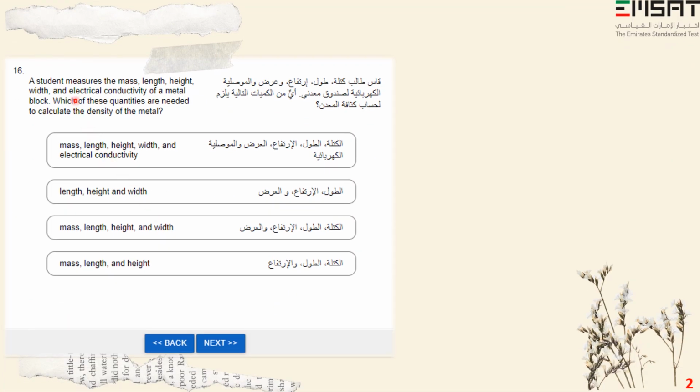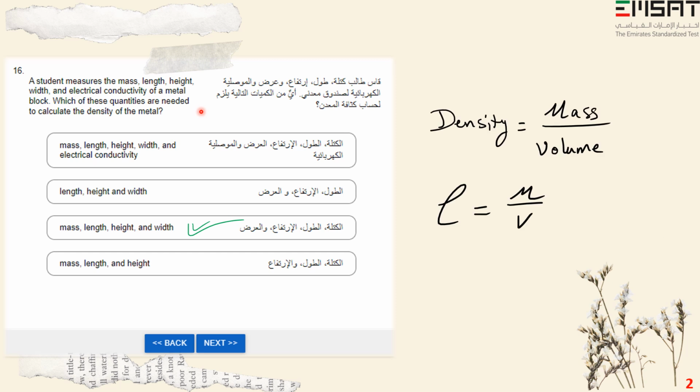Question: a student measures the mass, length, height, width, and electrical conductivity of a metal block. Which of these quantities are needed to calculate the density of the metal? As you know from previous years, the density is equal to the mass over the volume. So to calculate the density, we need to know the mass of the object and its volume. So which of these options is the correct one?